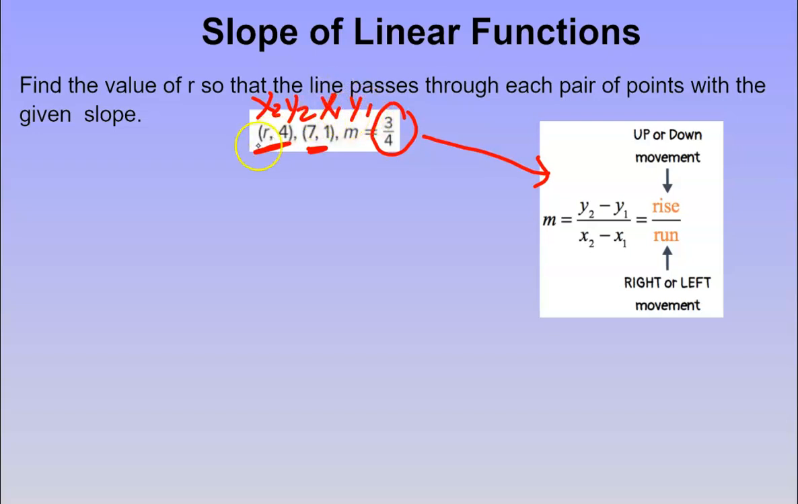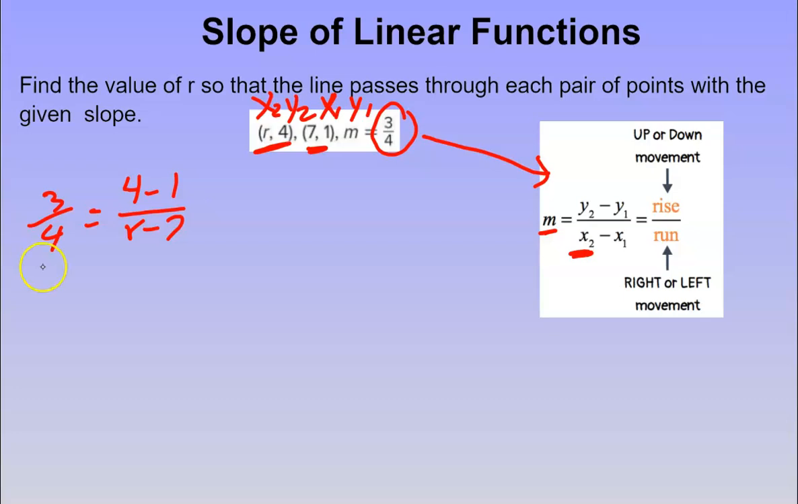Now the reason why I put this first one as my 2's is I want to have my r be positive. Since r is my x2, that's going to go in this place. I don't want to have to deal with a minus or a negative number in there, because I'll have to do an extra step in solving it. So let's plug in our numbers. Our slope, our m, is 3/4, equals my y2, which is 4, minus the y1, which is 1, divided by x2, which is r, minus our x1, which is 7.